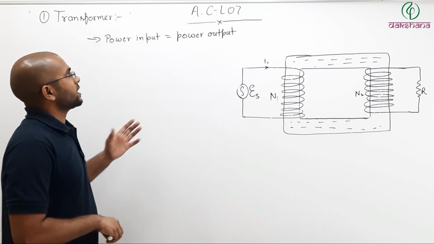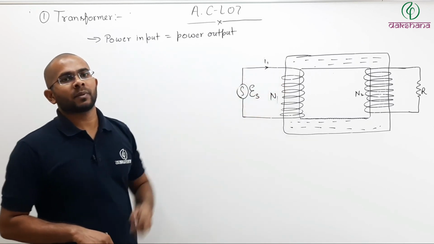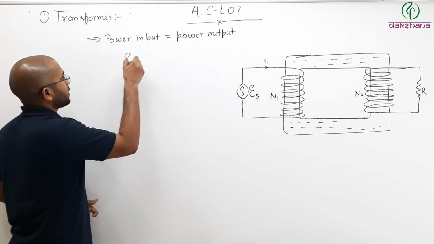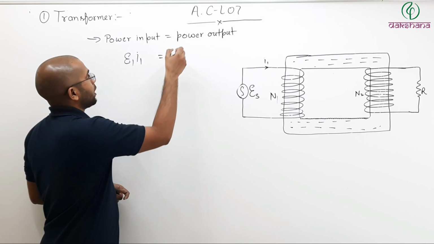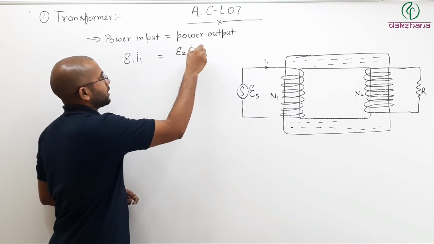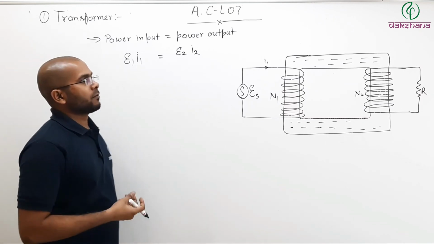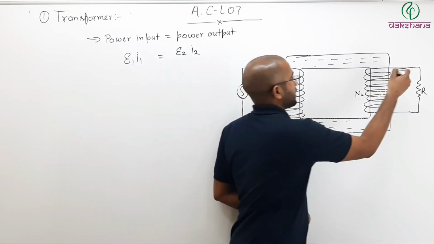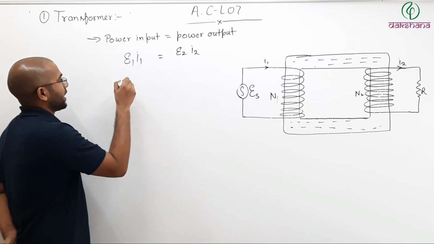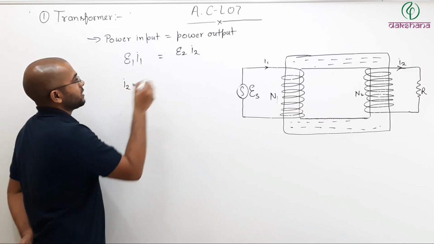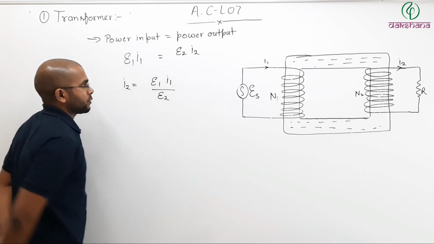So if this is an ideal transformer, what is power input? EMF multiplied by current, so E1 times I1. And power output is E2 times I2. Now, what do I want? I want the current in the secondary circuit, I2. So can I write I2 equals E1 times I1 divided by E2?